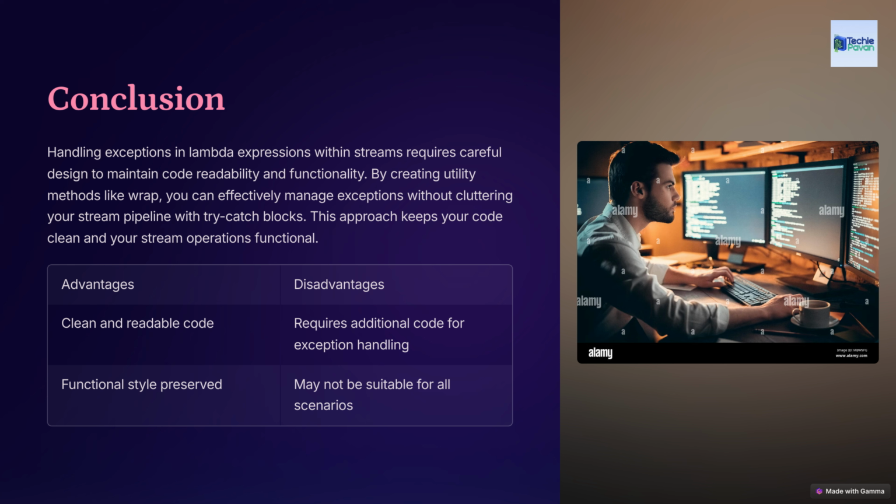Handling exceptions in Lambda expressions within streams requires careful design to maintain code readability and functionality. By creating utility methods like wrap, you can effectively manage exceptions without cluttering your stream pipeline with try-catch blocks. This approach keeps your code clean and your stream operations functional.